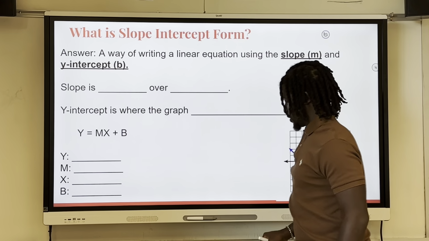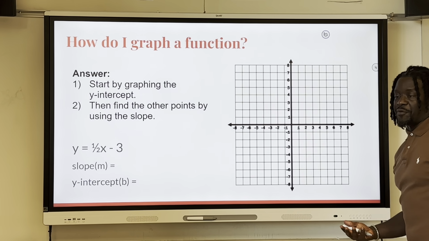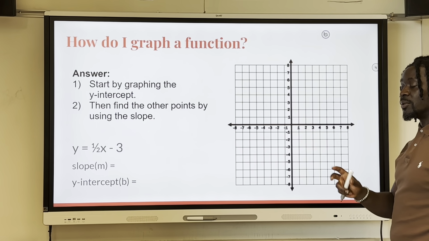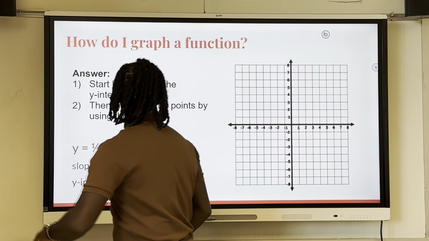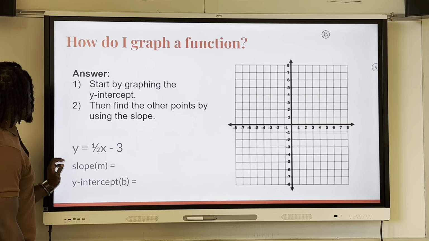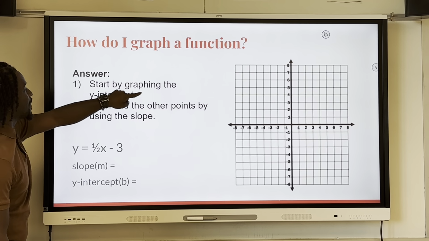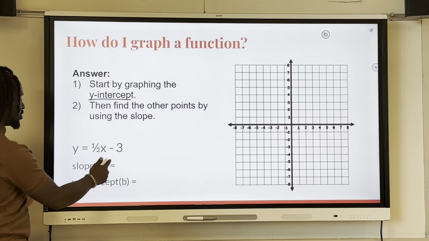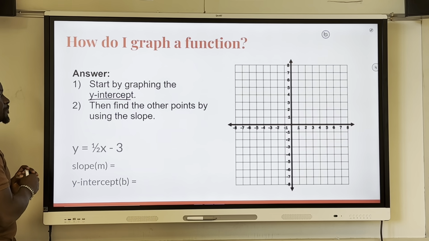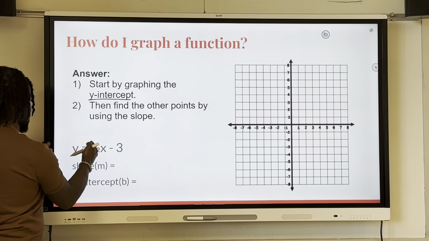All right, let's continue on. Okay, so how do I graph a function? Well, I just showed you a little bit in the last example, but if I am given an equation in slope intercept form, I want to start by graphing the y-intercept, which is the b, and then I find the other points by using the slope, which would be the m.